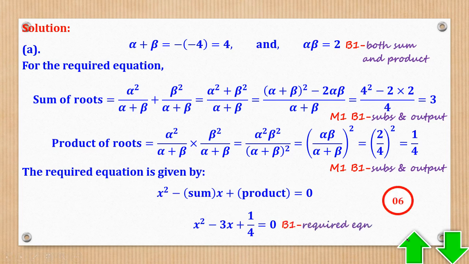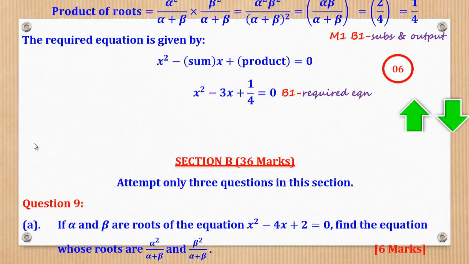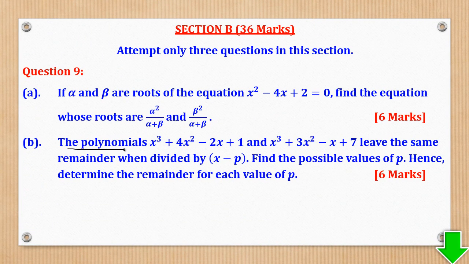So that was part A. Then part B says the polynomials x, this one and this, leave the same remainder, not this word, same remainder, when divided by x minus p. Find the possible values of p and hence determine the remainder for each value of p.